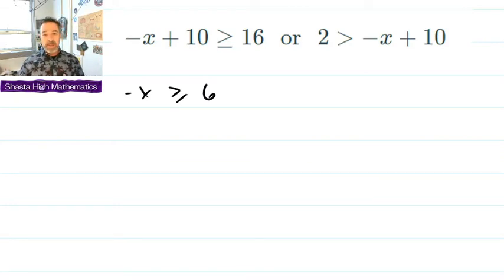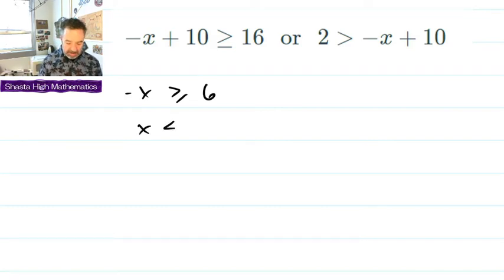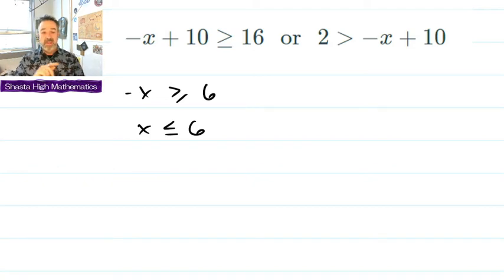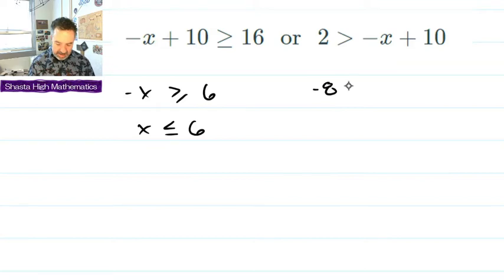So I have to multiply both sides by -1. So I get that x is less than or equal to the number 6. Okay, flipped it. On the other side, I've got this "or" here, and I'll take away 10 from both sides. That's going to give me -8 is greater than -x, the opposite of x. Again, I'm going to multiply both sides by -1.